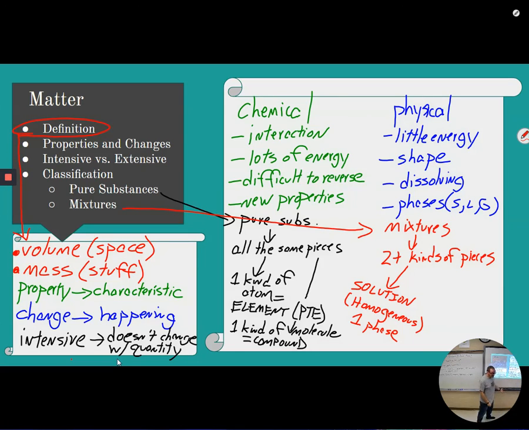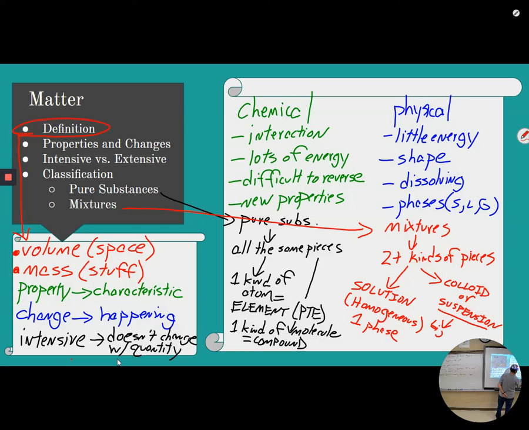If it's in two or more phases, if I can tell, hey, there's more than one thing in there, either by looking at it or by shining a light through it, then it's heterogeneous. Then it's either going to be a colloid or a suspension. Suspensions have big chunks that typically you can see just by looking at them, or they settle out of solution. Colloids, the chunks are much tinier and they don't settle out, but they're still not all in the same phase. They are still chunks, just itty bitty chunks.